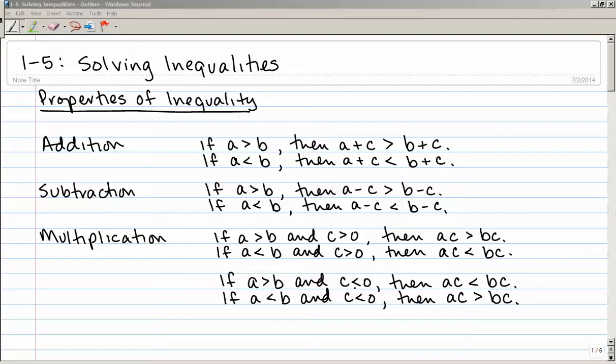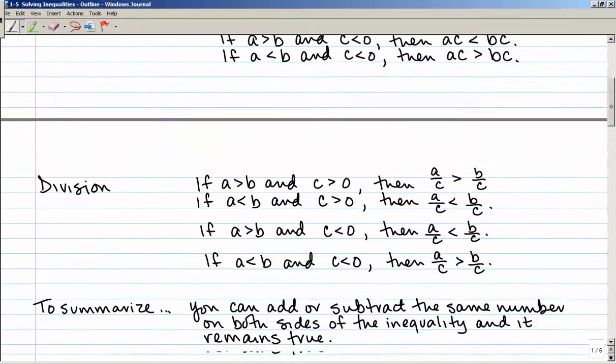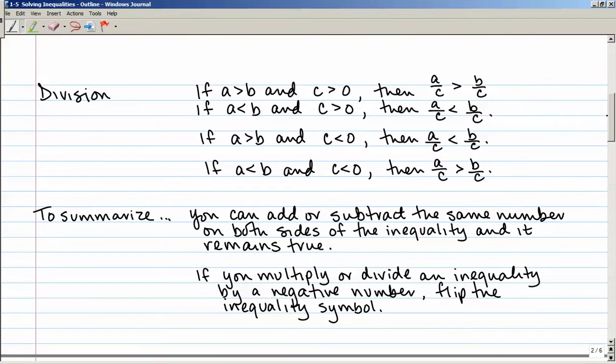However, if you're multiplying by a negative number, in this case C is less than 0, that means it's a negative number. If A is greater than B, then A times that negative number C is going to be less than, not greater than, it's going to be less than B times C. So if you're multiplying by a negative number, your greater than becomes a less than, and notice here your less than becomes a greater than. Same thing is going to be true with division.